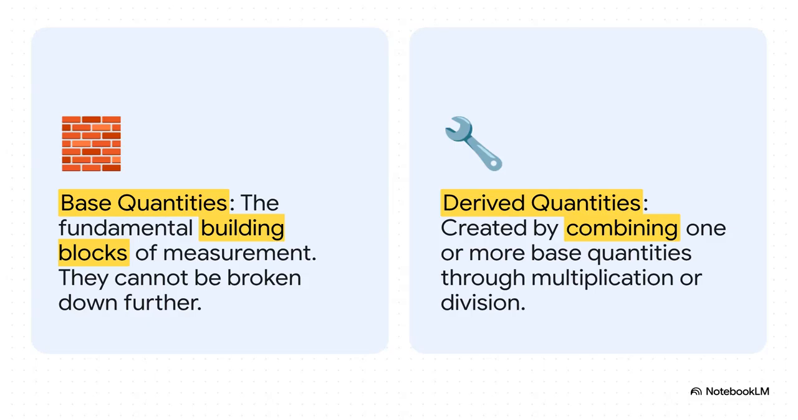And these quantities really come in two flavors. On one side, you have your base quantities. These are the absolute fundamentals. They are the building blocks of measurement, kind of like the primary colors. You can't break them down into anything simpler. Everything else, and I mean everything, is a derived quantity. These are made by combining those base quantities, just like you'd mix red and blue to get purple.